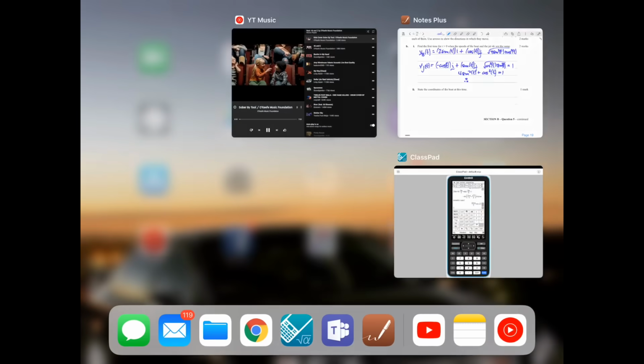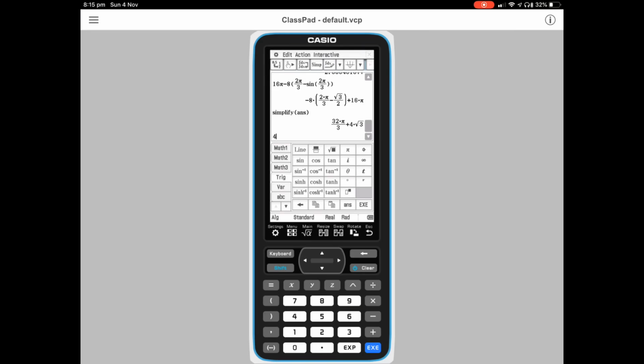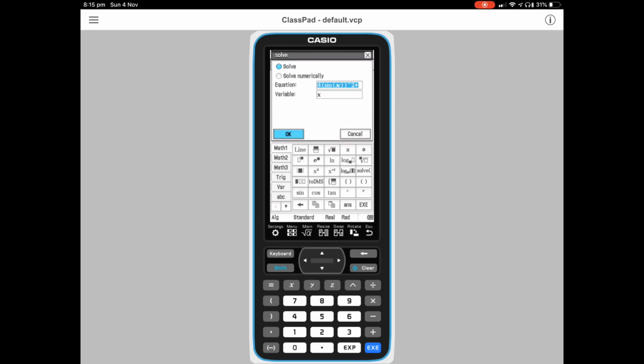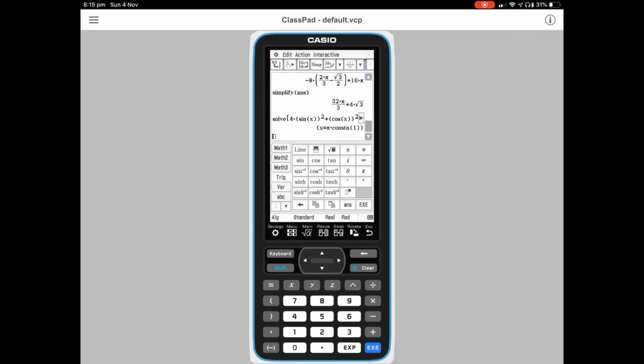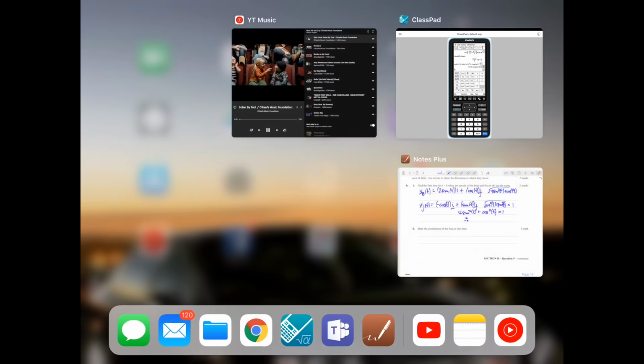Therefore, 4 sine x squared plus cos x squared equals 1. Solve, with x constant. So it would be not 0 seconds, is it? It's going to be when t equals pi seconds.